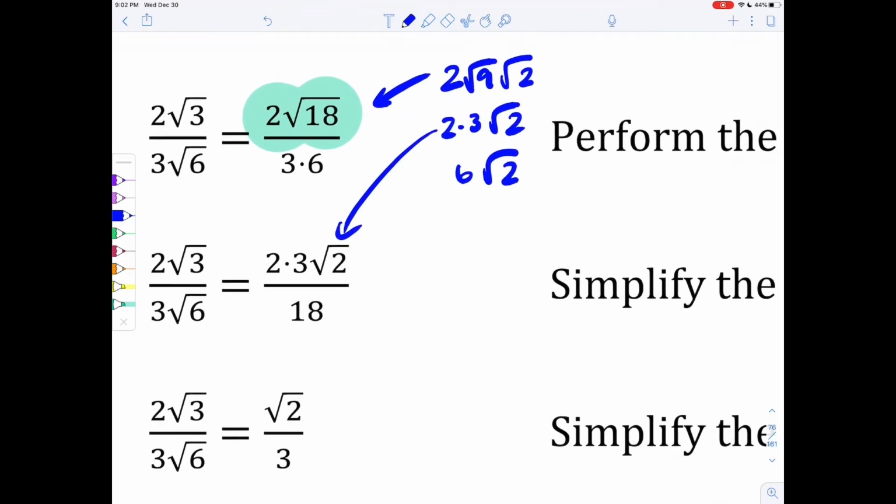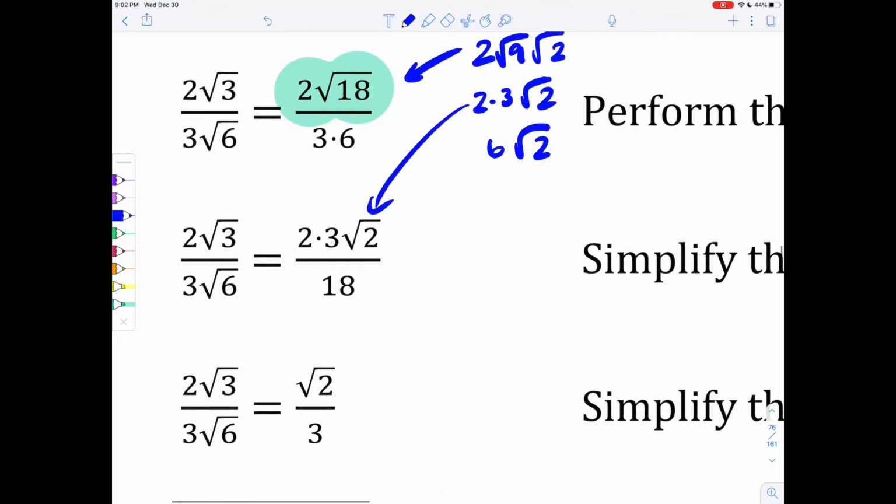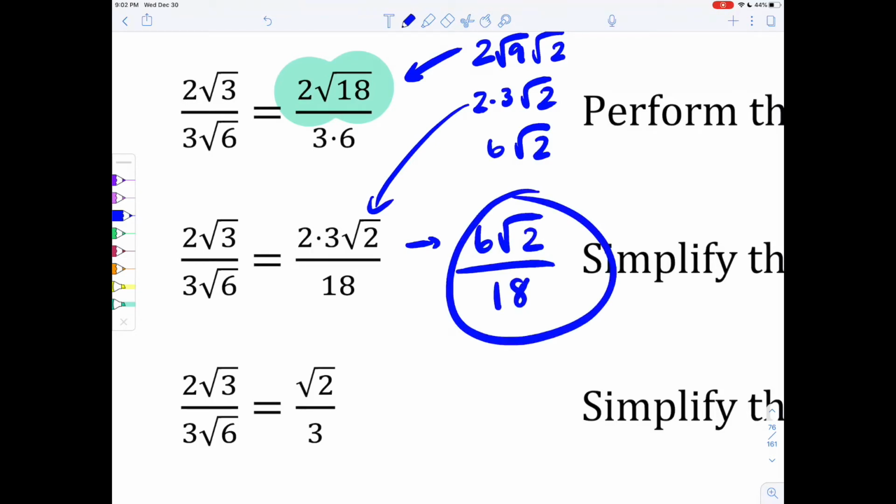which we can see happen over there. Now, maybe there should have been an extra step. That's okay though. But if we're taking a look at this step here, maybe I'll write 6 root 2 over 18. Great, our radical is simplified as best as possible.